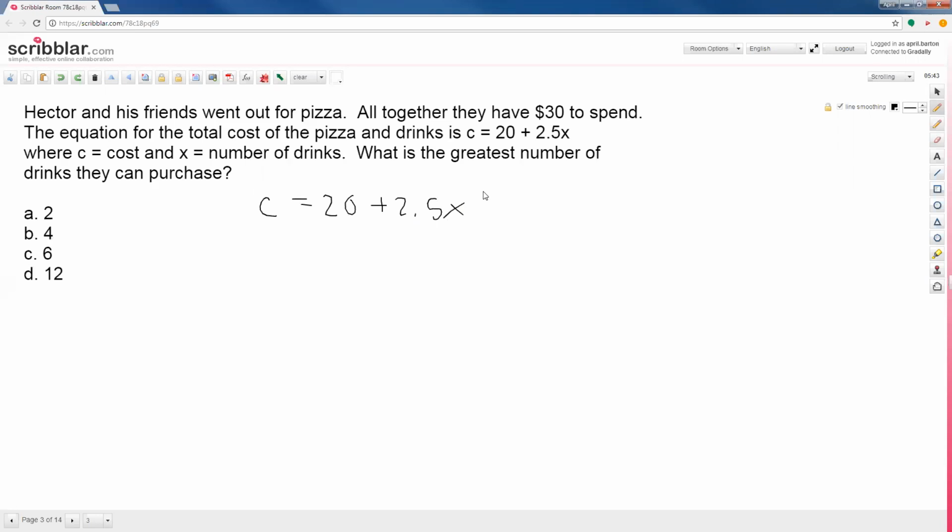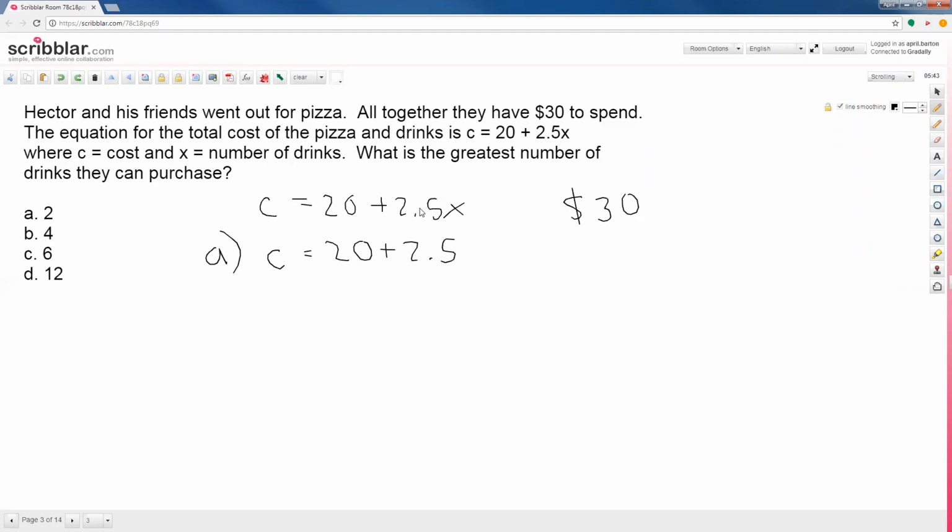And it said they have $30 total. So again, when it's multiple choice, using these answer choices is often the quickest and easiest. Maybe not quickest, easiest, definitely easiest. Sometimes it's easiest to just try each answer choice. So answer choice A would be 2 drinks. So if we plug 2 in, we should come out with that $30 total spent.